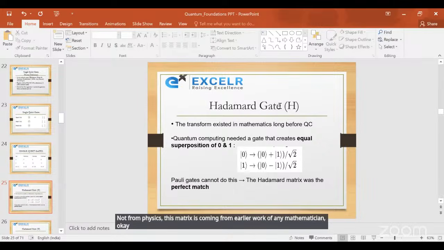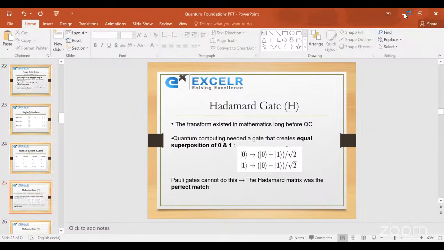I'm just giving you 1 minute. Where is this? Yeah, quantum gates. You can follow the Wikipedia page. From that, I'm copying and pasting here.